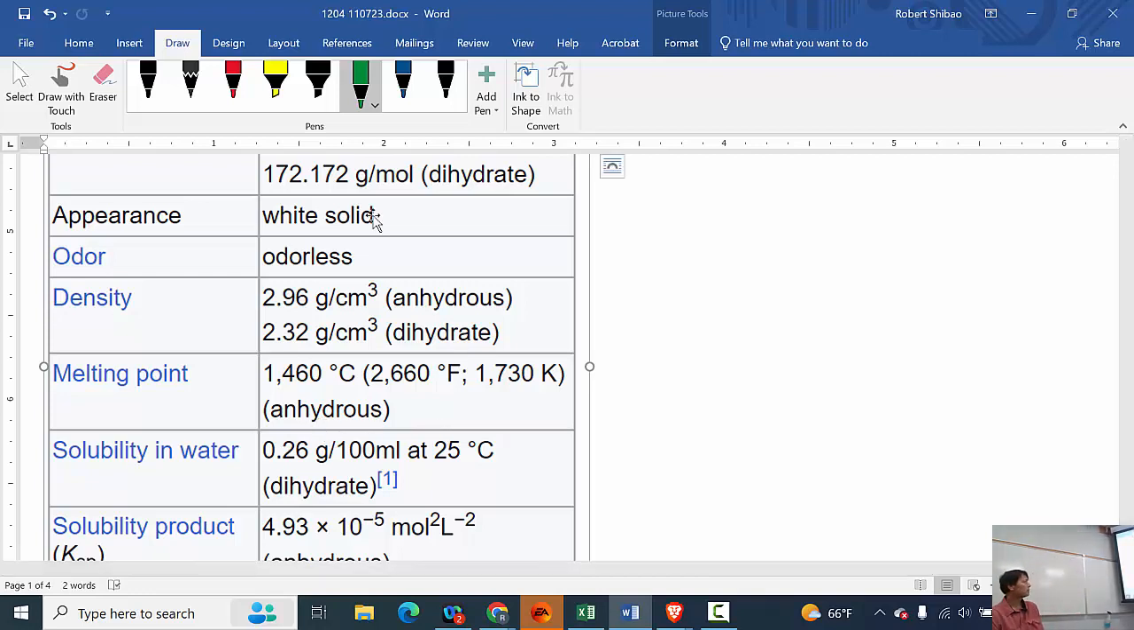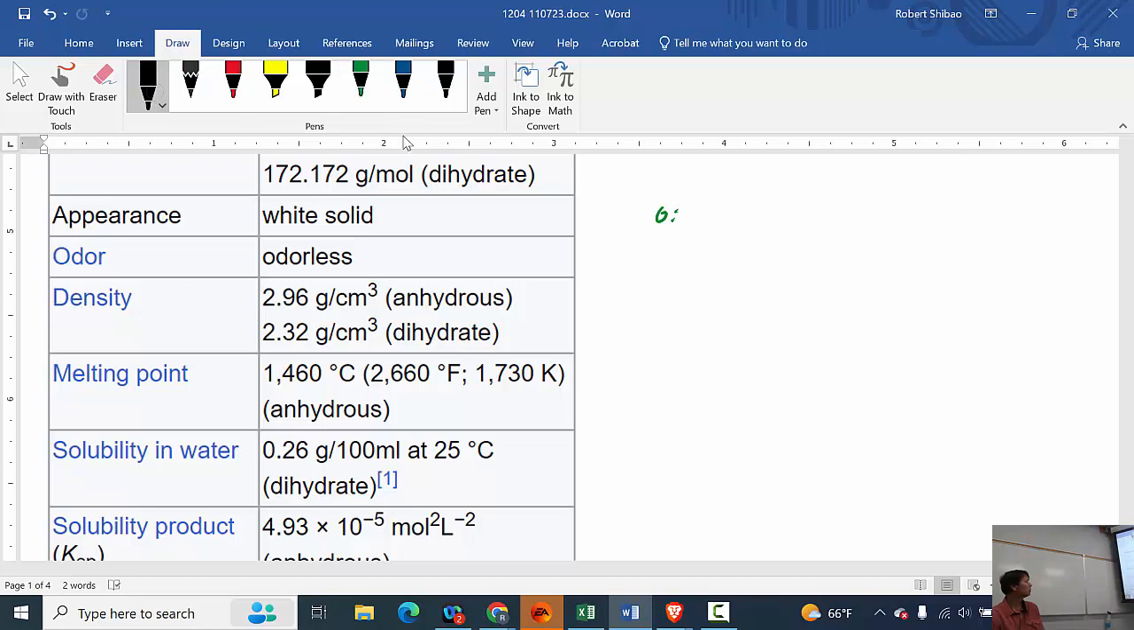So this is just 0.26 grams of the dihydrate. This is called dye. And the molar mass is 1 mole weighs 172.172 grams. It's for the dihydrate. And then this is going to be per 100 milliliters of solution, or water. I think it's 100 milliliters of water. We'll just make an assumption here.